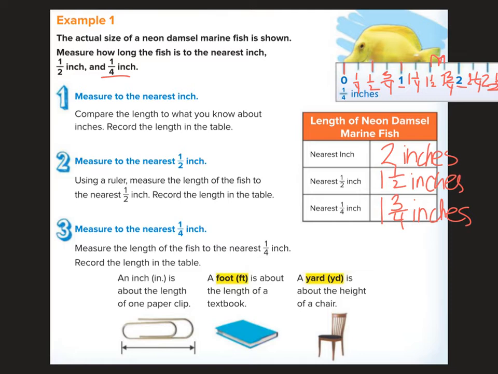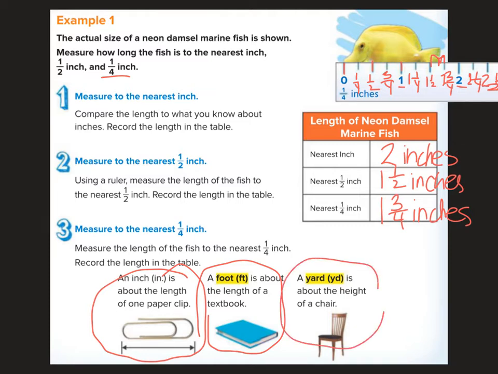Okay, so here's a good little tip on how to remember about how big is an inch, about how big is a foot, about how big is a yard. So an inch is about the length of 1 paper clip. So you can remember those little paper clips. That's kind of the length of an inch. A foot is about the length of your math book. Okay, that'd be about 12 inches, 1 foot. And a yard is about the height of a chair.